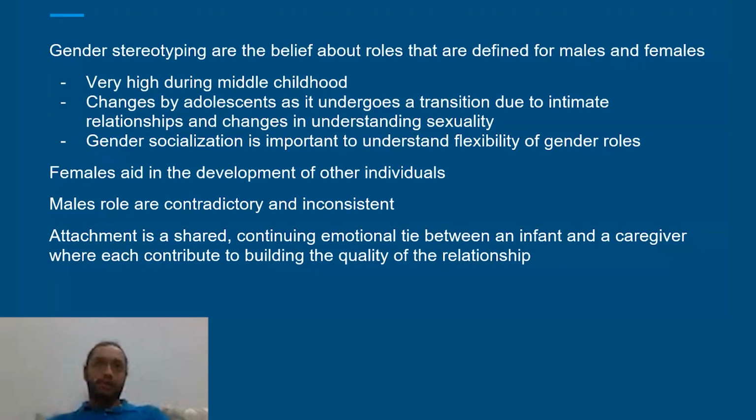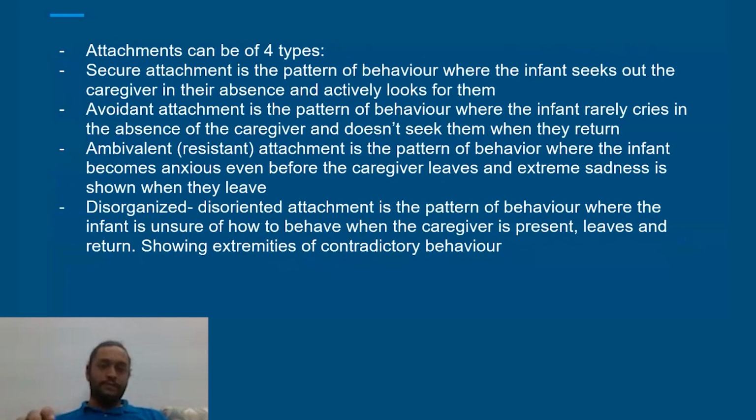Then the last concept is attachment, which is basically the shared connection that a child has with its caregiver, right? And that gives quality to a relationship. There are four types. There is secure attachment, where the infant will be okay if the caregiver is not there, and when the caregiver comes back, they'll get up and go back to them. Avoidant attachment is where the child will not care if the caregiver leaves, and when they come back, they don't really care and they don't want to go back to them.